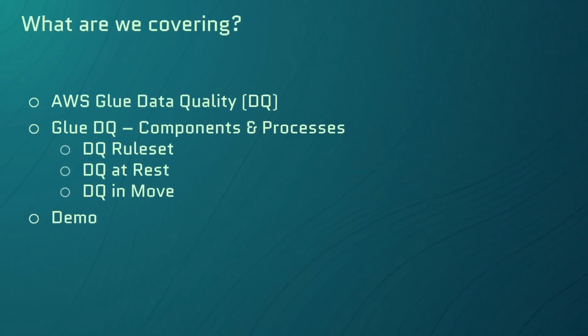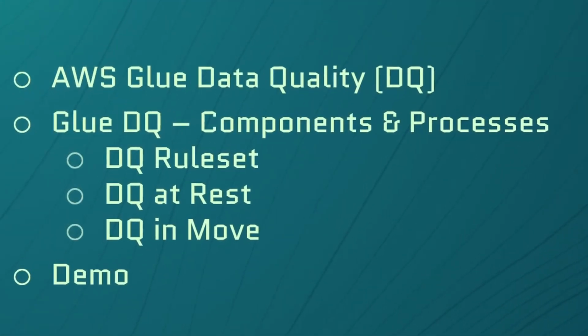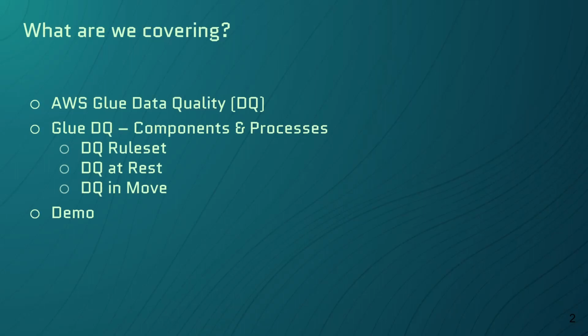So we will talk about what is AWS Glue Data Quality, Glue Data Quality components and processes involved, how do we go about setting up the data quality rule sets, how to implement the data quality for the data at rest, how to implement the data quality while the data is getting processed, finally the demo involving all of the above.